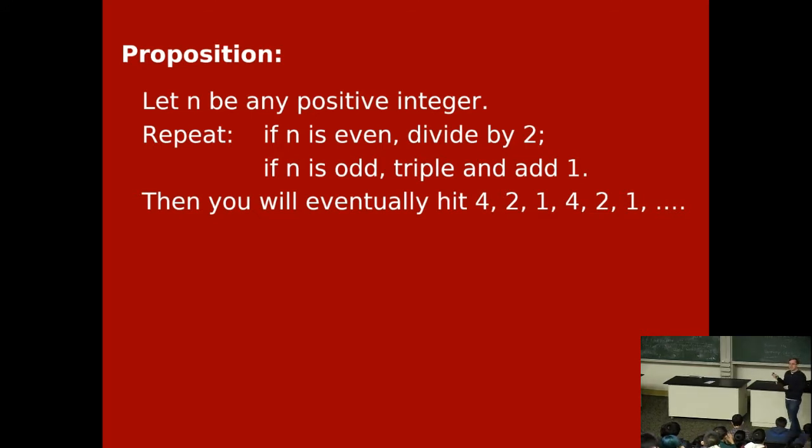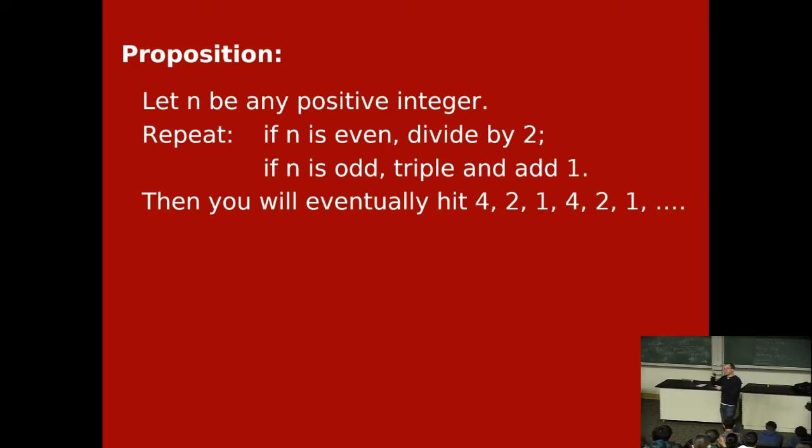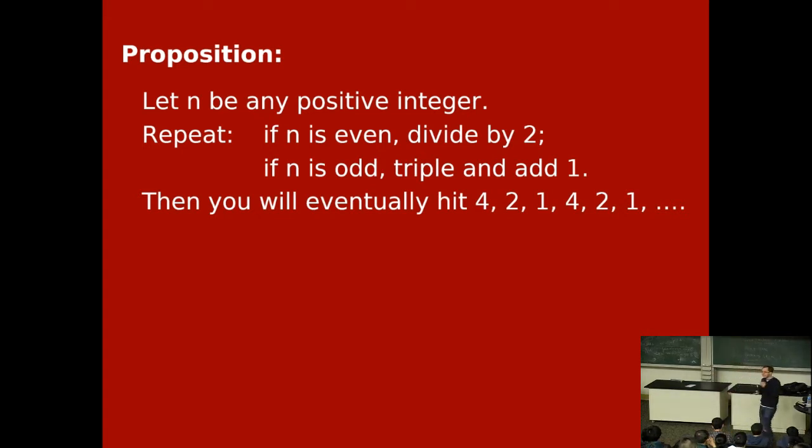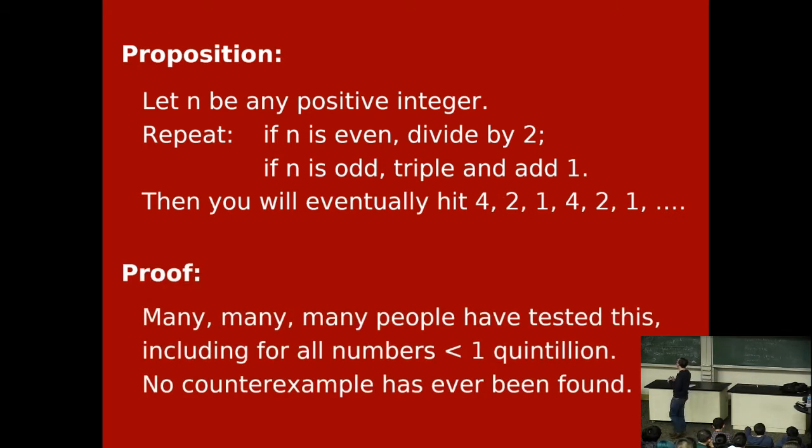So for example, if n is 10, it's even, so you go to 5. That's odd, so you go to 16. It's even to 8, 4, 2, 1, and then it repeats. So it worked for 10. You could try 11 in your head. So here's a proof. Many people have tested this, including for all numbers less than 1 quintillion. And no counterexample has been found. So is this a proof?